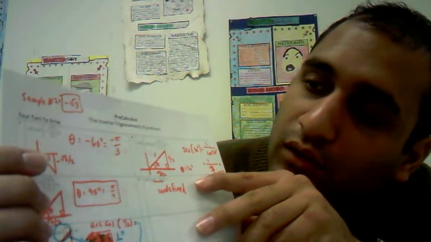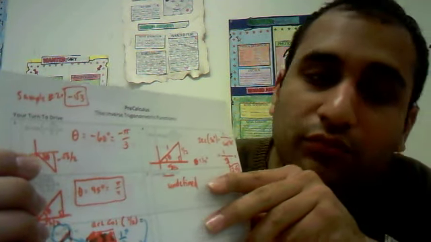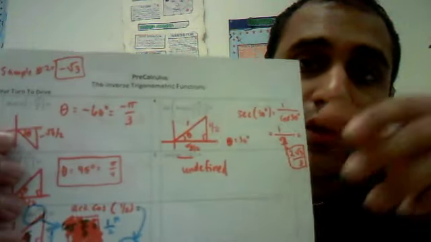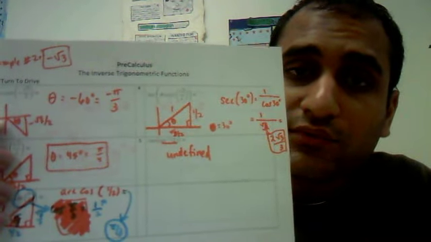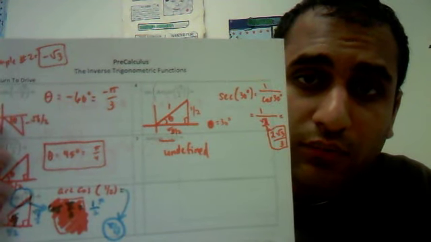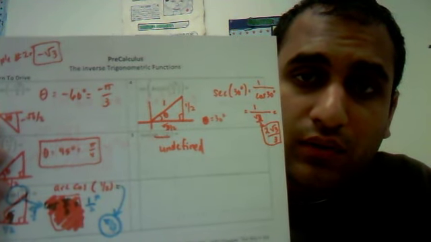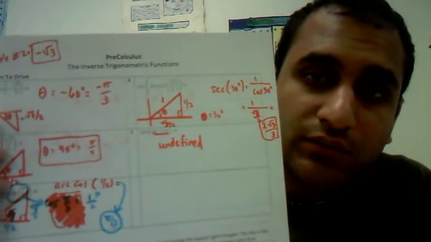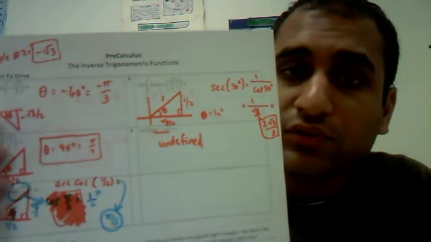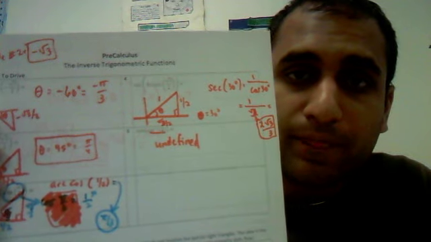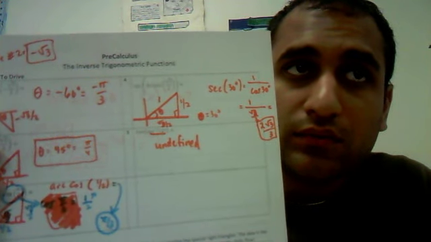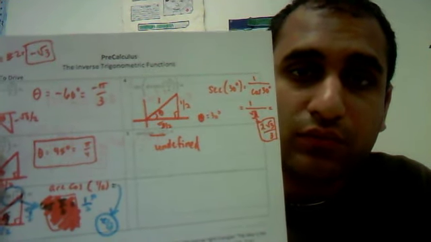the arc sine of negative square root of 3 over 2. So I'm asking myself, what angle will give me a sine of negative square root of 3 over 2? Well, that angle is going to be my answer because I'm looking for the arc sine, or the inverse sine, it's the same exact thing. So what angle will give me the sine equal to a negative square root of 3 over 2?